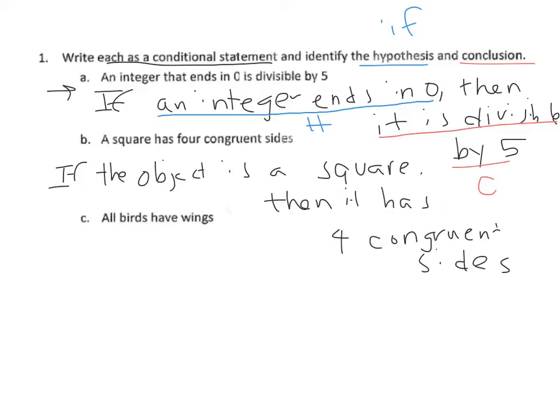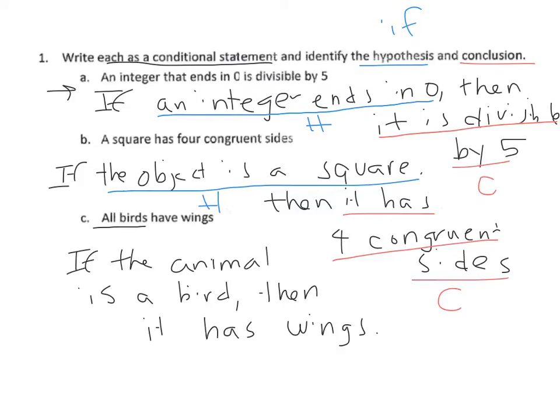The next one I already wrote out as a conditional statement. You need to be careful with the conditional statement that you don't want to start it with an if. So I don't want to say if it is a square, then it has 4 congruent sides. So instead I say if the object or if the shape is a square, then it has 4 congruent sides. Again, the hypothesis is everything that is after the if. So the object is a square is the hypothesis. And then everything that's after the then is the conclusion. It has 4 congruent sides is the conclusion.